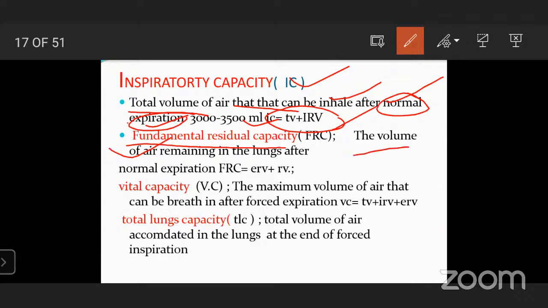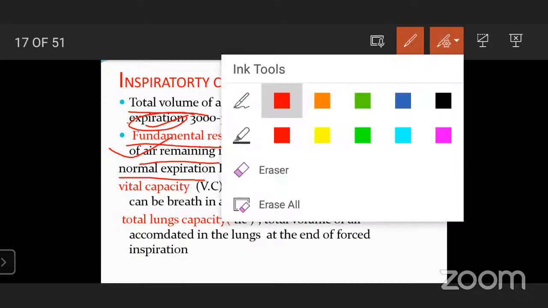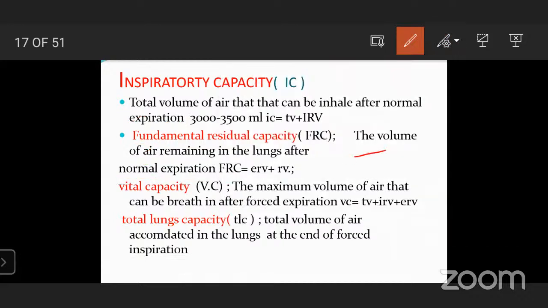It is the volume of air remaining in the lungs after normal expiration. Here it is normal expiration, yes or no? The very important point is the volume of air remaining in the lungs after normal expiration. So FRC is equal to ERV plus RV. This is very important.